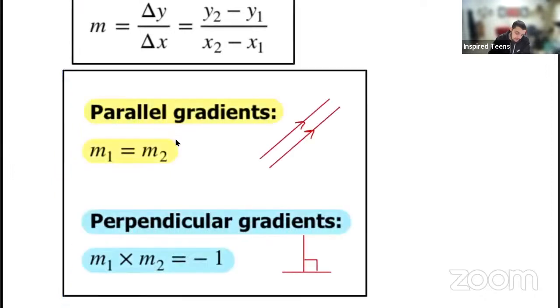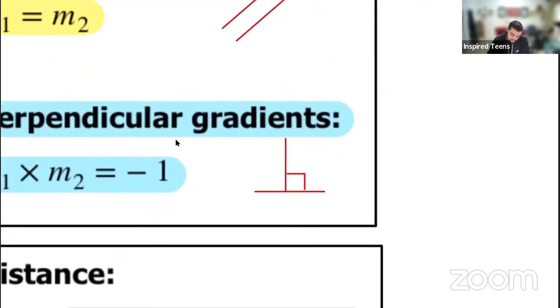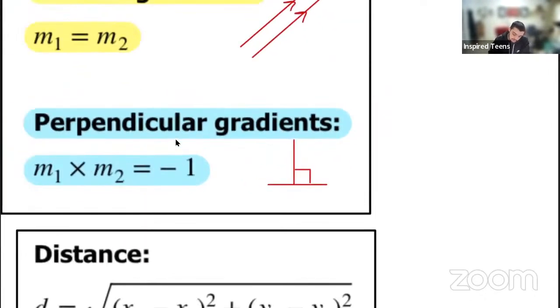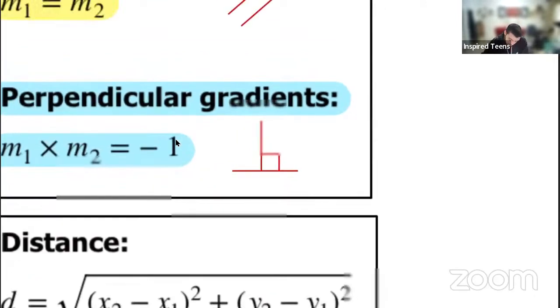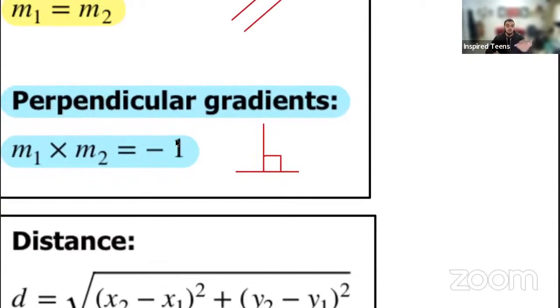Okay, then we have perpendicular gradients. So we're talking about the gradient of perpendicular lines. What are two perpendicular lines? Two perpendicular lines are lines that are at 90 degrees to one another, like these two lines. Okay, one is vertical, one is horizontal.